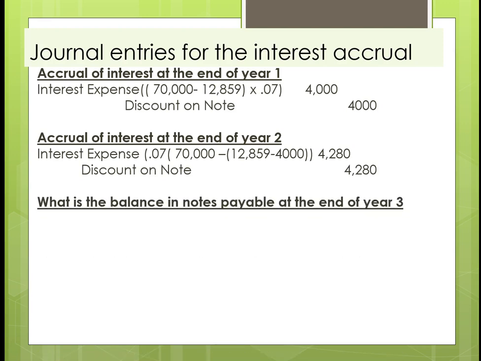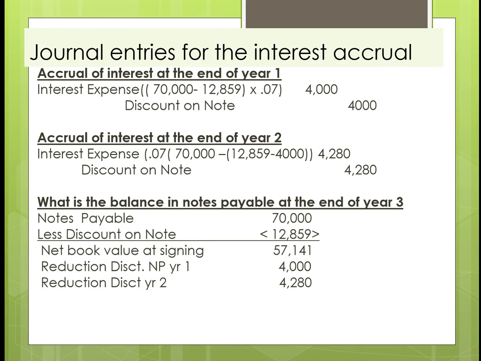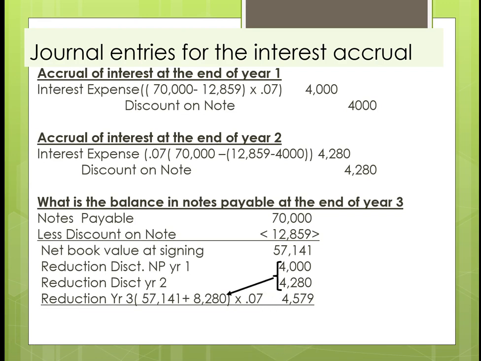Now, what is the balance in notes payable at the end of the year? You have the note less the discount, net book value at signing, and then, of course, what we've done is reduce the discount each year. And then at the end of the third year, the net book value is going to be the amount owed, which is the notes payable.